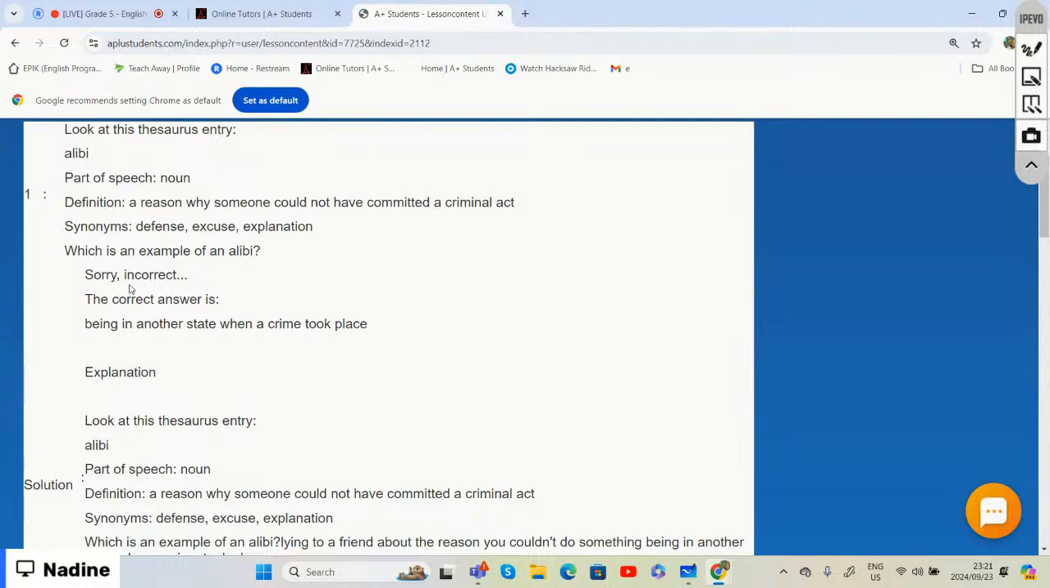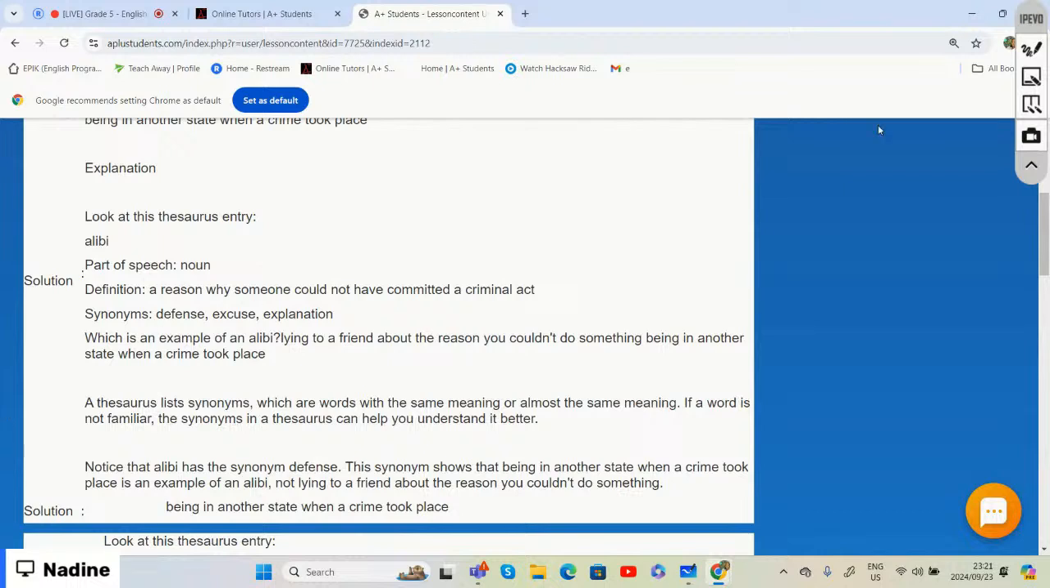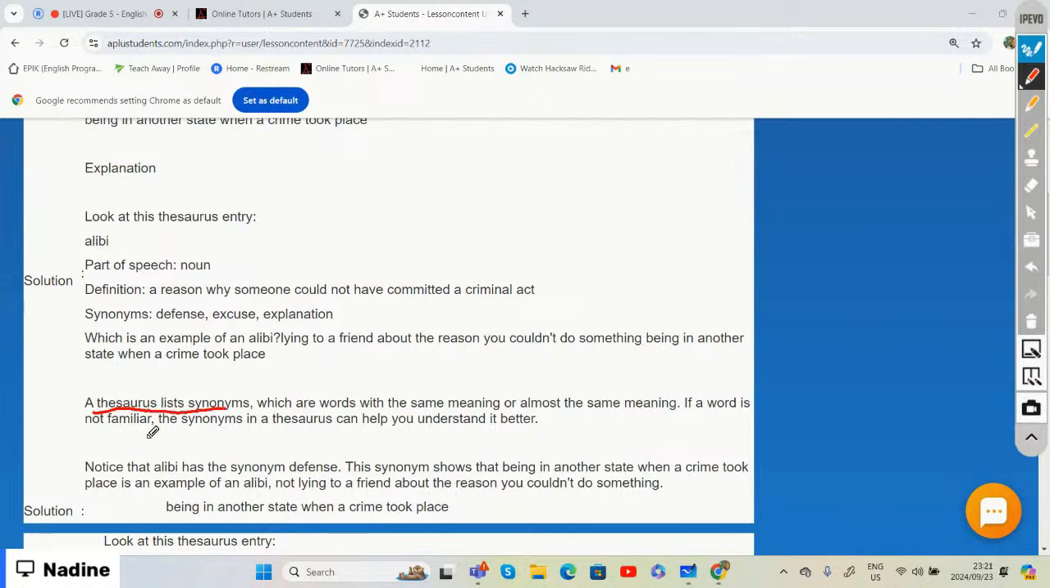And now, once again, we see that a thesaurus lists synonyms, which are words with the same meaning or words with almost the same meaning, right? That is a thesaurus.